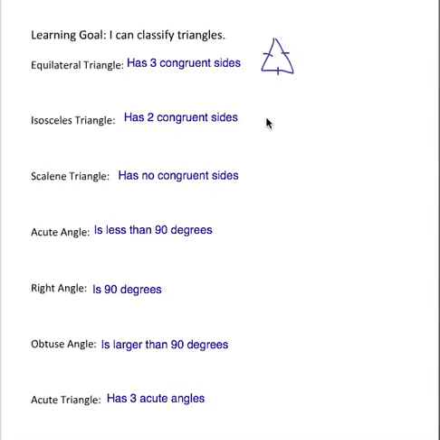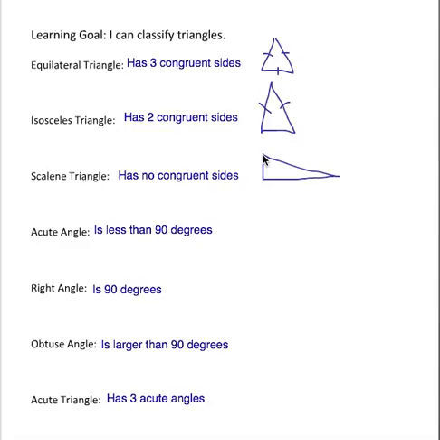The next type of triangle is an isosceles triangle. Now, an isosceles triangle has two sides that are congruent, and then a third side that is not congruent. So what that means is it has two sides that are the exact same length, and then a third side that is a different length. And the last triangle is a scalene triangle. Now, a scalene triangle means that all the side lengths are different. None of the side lengths are going to be equal.